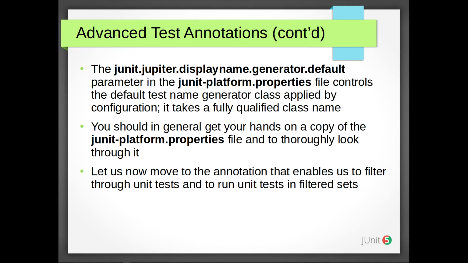The junit.jupiter.displayName.generator.default parameter in the junit-platform.properties file controls the default test name generator class applied by configuration. It takes a fully qualified class name. And I'm going to make a 10-second pause for you to write out junit.jupiter.displayName.generator.default.